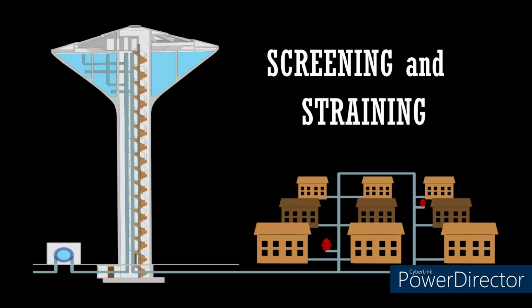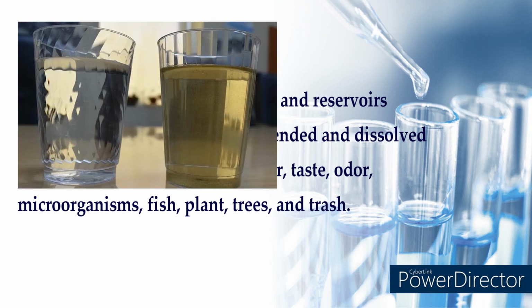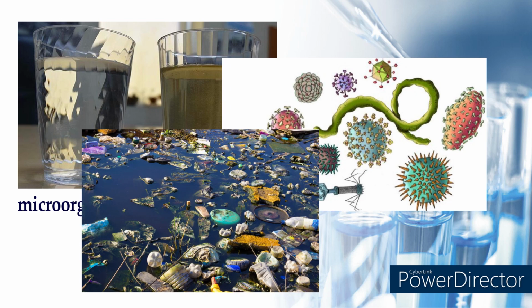The second process is called screening and straining. If you think about water sources like lakes, rivers, and reservoirs, you realize they contain varying amounts of suspended and dissolved materials. This material may include turbidity, color, taste, odor, microorganisms, fish, plants, trees, or even trash.